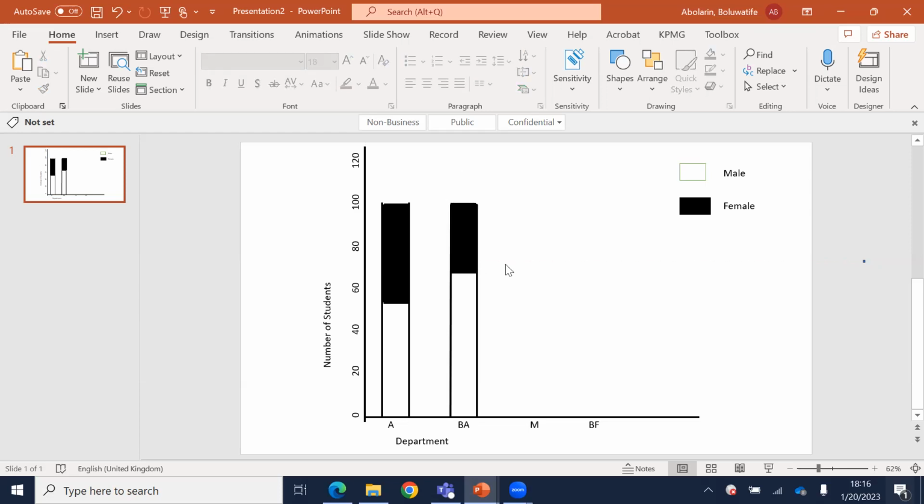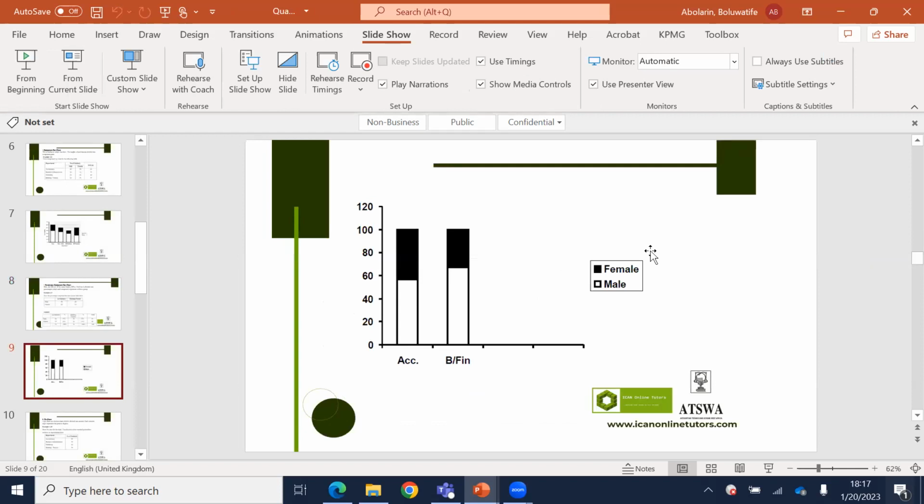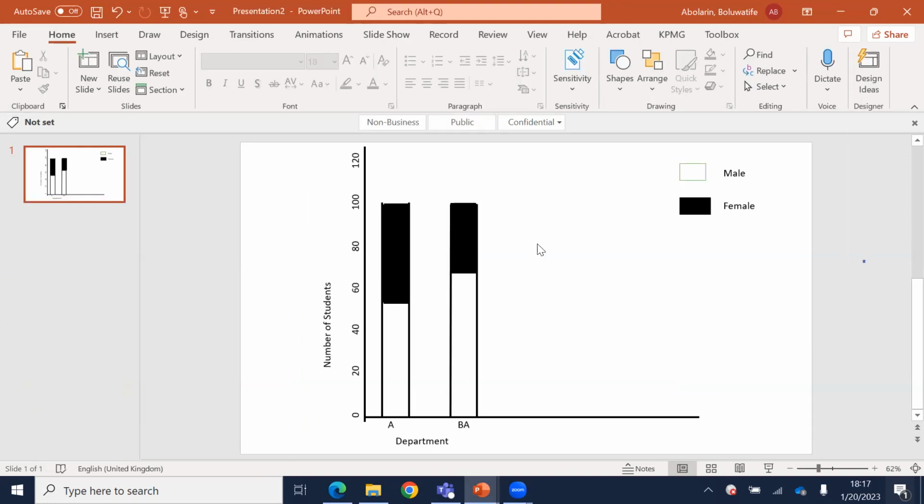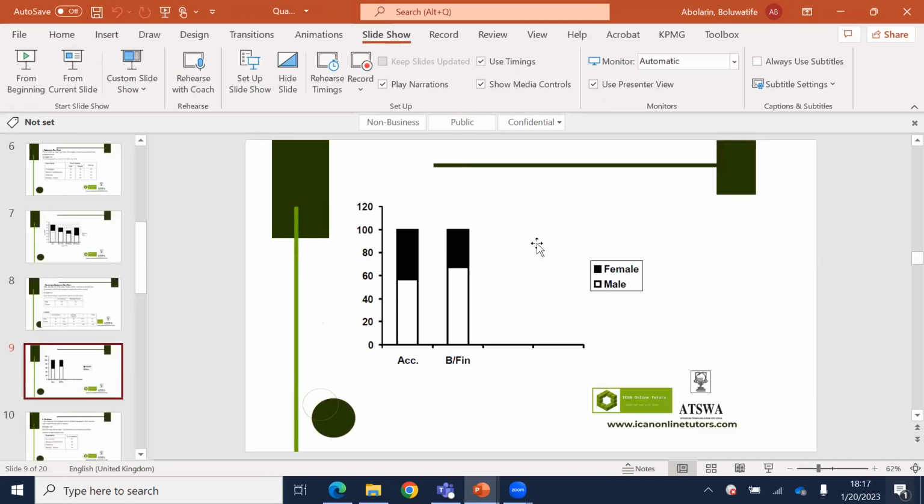So this is what our percentage component bar chart looks like. So this is what it looks like. And you're still going to put it that male, it is what? Male, it is black. Female, it is colored. So you can see the difference now. So this is how a percentage component bar chart looks like.